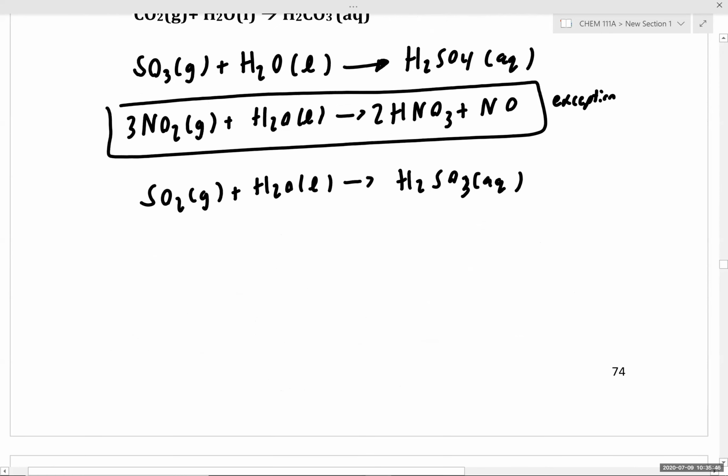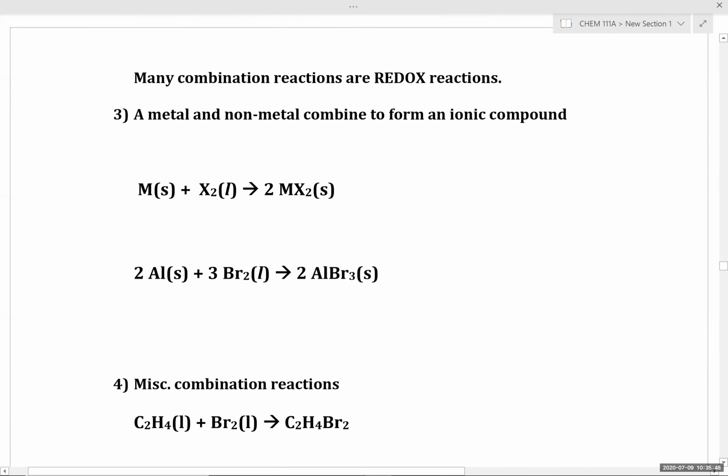Okay, so let's continue on and let's talk about combination reactions. Many combination reactions are redox reactions. So for example, we can take a metal and a non-metal and react them to form an ionic compound. So for example, aluminum and bromine react to make aluminum bromide.